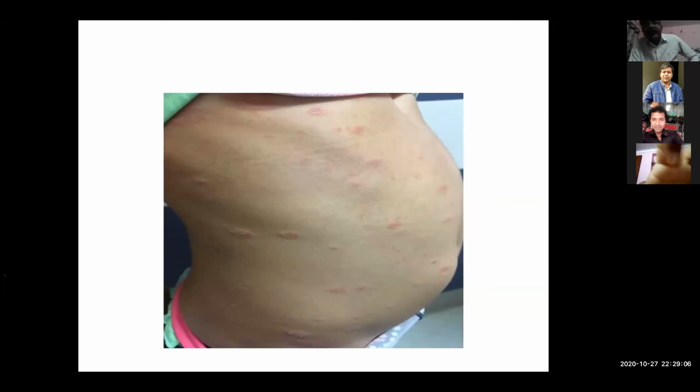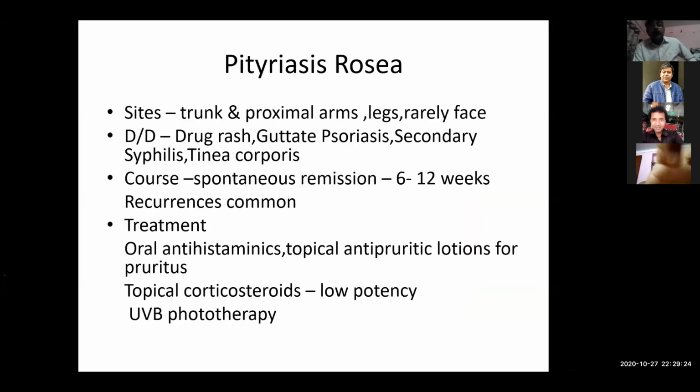Again, in this child, you can see a lot of lesions distributed. The herald patch is not visible, but it is an exanthematous type lesion, right? Like a viral exanthem, papular lesions, multiple, distributed on the trunk. There are some along the dermatological lines, especially on the left side. You can appreciate that. Okay, so what are the sites? The photographs are self-explanatory. If you can remember the pictures, much of the work is done. Trunk, proximal arms, legs, rarely face.